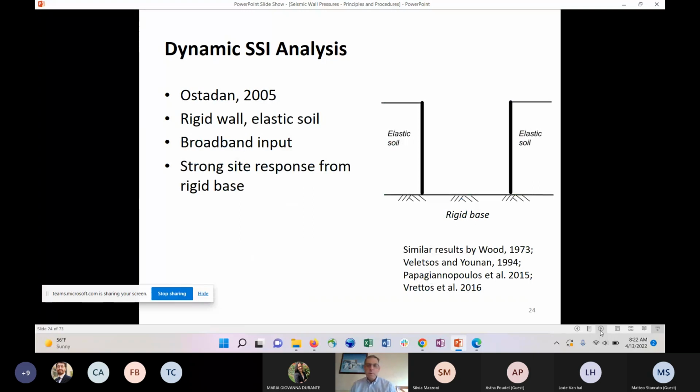Okay, so another way of looking at the problem is to do a dynamic soil structure interaction analysis. There's been many studies that have done this kind of analysis. Typically, you have a rigid base, you have a wall that is rigidly connected to that base, and in fact, the wall is itself very often rigid, meaning the moment stiffness, EI, is infinite. And then you have an elastic soil behind. If you excite the base with some ground motion, the soil will respond. The wall will just be moving with the base. And so naturally, there'll be some differences and you'll get pressure exerted against the wall.